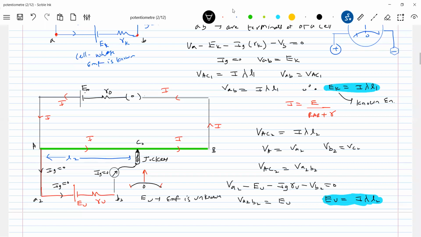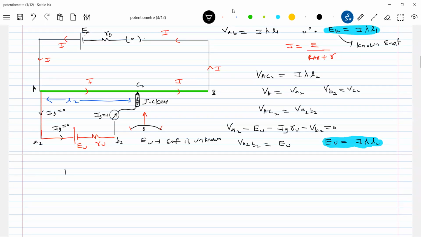Known EMF. Can I measure L1, L2? Yes, I'll take a scale and measure L1, L2. Let me divide this equation by equation 1. U by EK equals I lambda L2 by I lambda L1. No need to measure I, no need to measure lambda. So the value of U is equal to EK times L2 by L1.